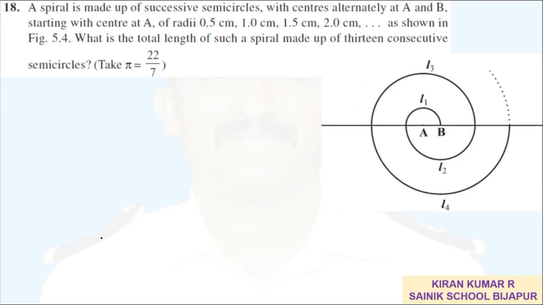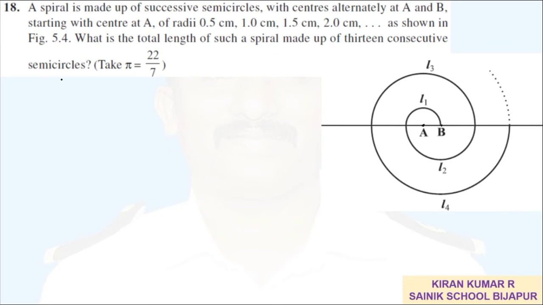Question number 18. A spiral is made up of successive semicircles with centers alternately A and B. A is the first center, B is the second center. Starting is having the radius 0.5 centimeter, the next one is having the radius 1 centimeter, next to that 1.5, followed by 2, and so on, as shown in the figure. What is the total length of the spiral made of 13 consecutive semicircles?